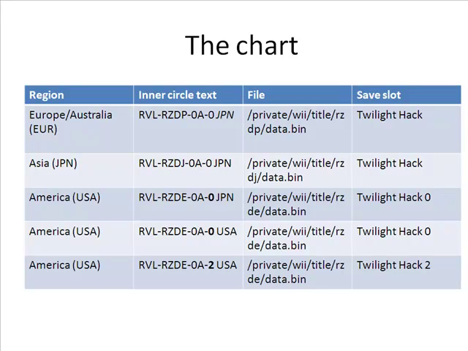Now, if you have the RZDEAO2 USA, then you're going to need to click on the save slot Twilight Hack 2 when you load the game. It's going to load the save game, and it's going to ask you if you want Twilight Hack 0 or Twilight Hack 2. Then you're going to need 2 only if you have the AO2 USA version.